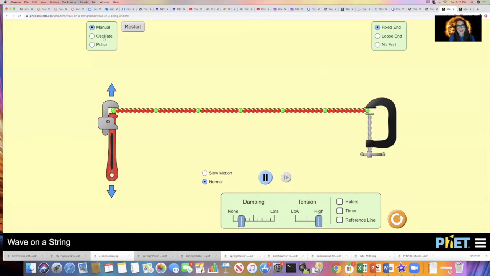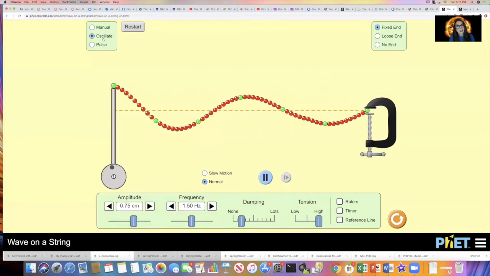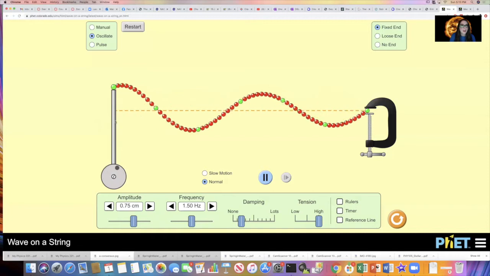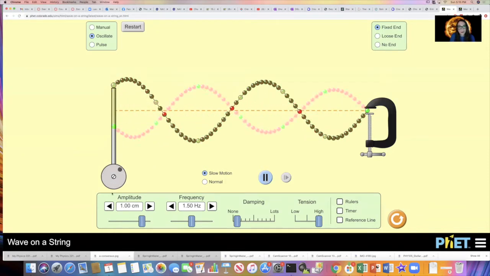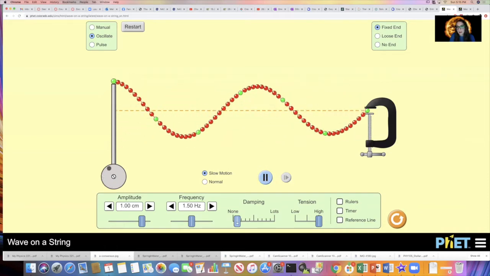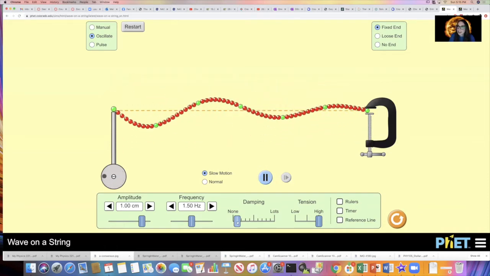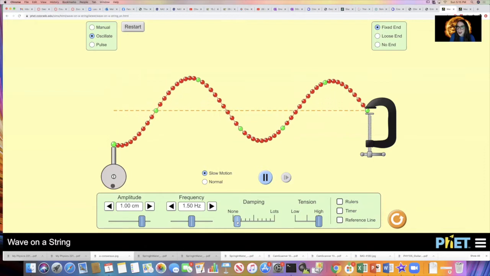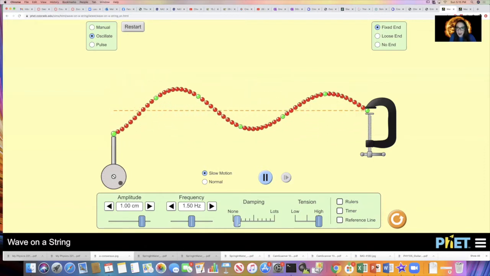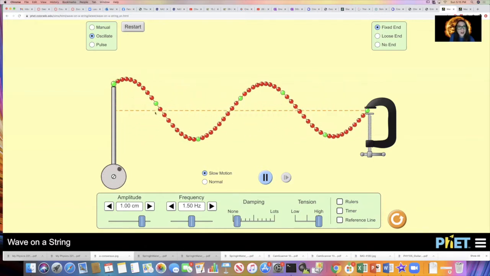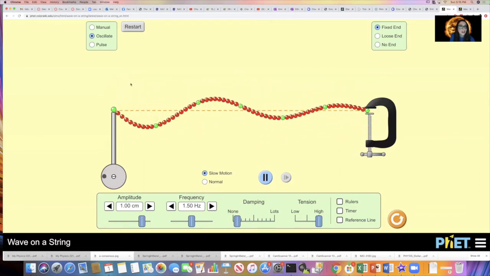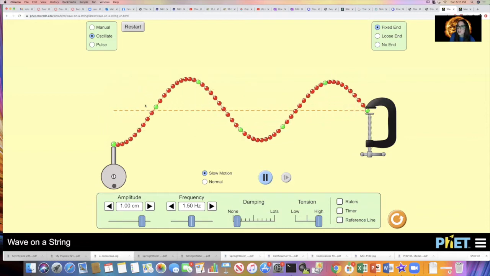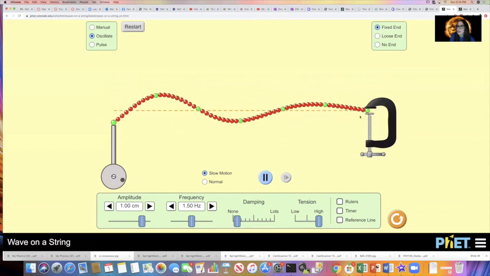I'm going to make my system oscillate for me by clicking this button here, and I've got a little motor that's moving my string up and down. We see that there's a bunch of controls down here at the bottom. Damping is how much energy you lose in your system. I have not much damping happening here, but I haven't set none. So the amplitude of my wave is going to be different over here at the end where we're oscillating with the motor versus the end over here.